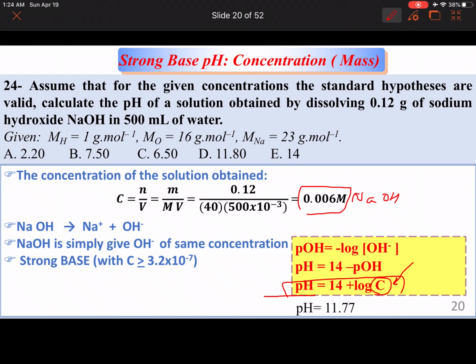Because, again, with base, just like acids, if C was my original concentration of NaOH, I had nothing here. After, the NaOH will become 0, and all of it will be converted to my sodium, which is a spectator, and my OH minus. And thus, when you do the calculation further, you get pH is 11.77, and the answer is D.